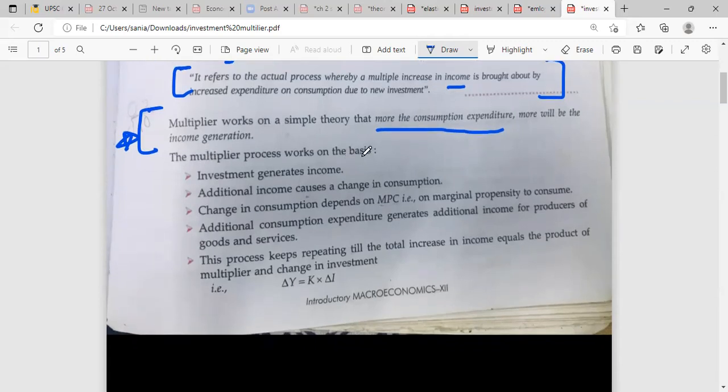The multiplier works on the basis that additional investment generates additional income, which causes a change in consumption. Change in consumption depends on MPC, or marginal propensity to consume. Additional consumption expenditure generates additional income for producers, and this process keeps repeating until the total increase in income equals the product of the multiplier and the change in investment. These are the bases on which your multiplier works.